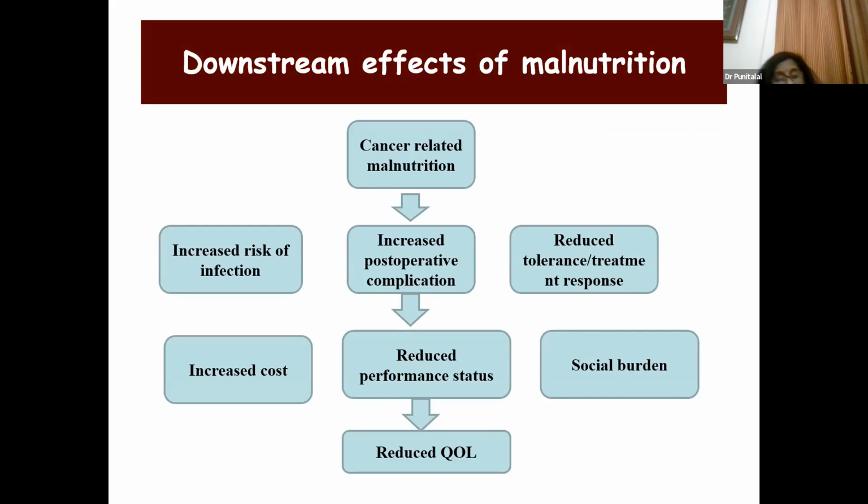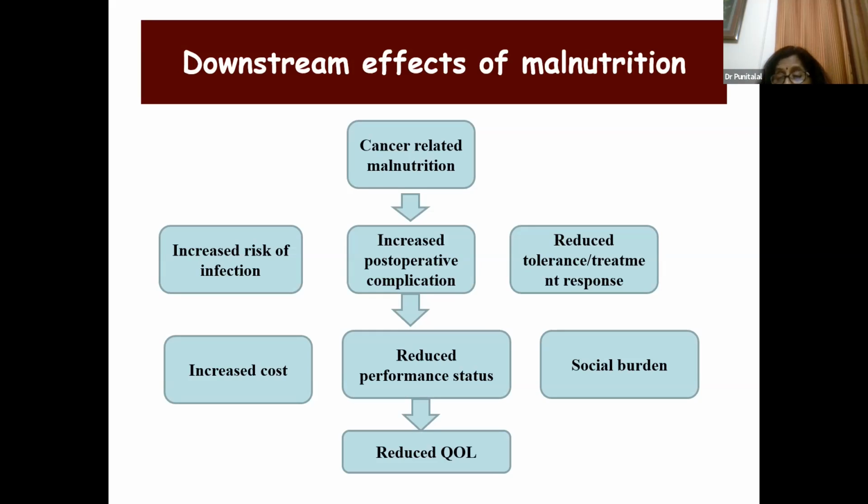So malnutrition, when encountered, has a spectrum of downstream effects that one may see. These individuals would have an increased risk of infection. Their post-operative healing would be impaired and may lead to complications. They would not tolerate routine cancer-directed therapy well, or the tumor response would be suboptimal. Of course, if there is a baseline malnutrition, then the cost also would increase because you need to build up. So there is a cost angle to it also.